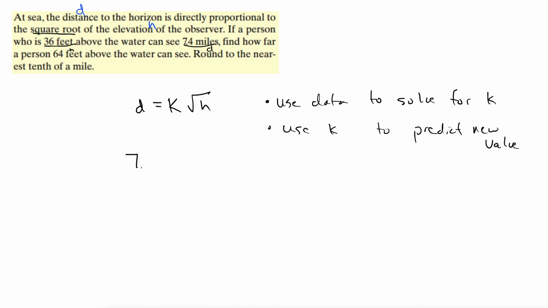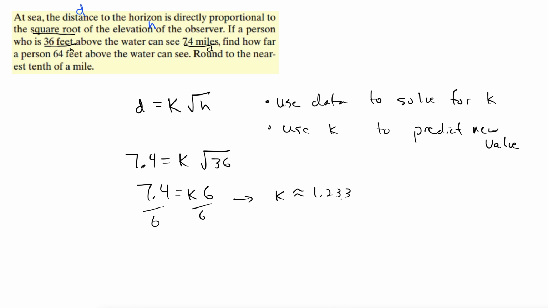They give us one data point. 7.4 equals k times the square root of h, 36. Okay, we'll use that to solve for k. k times 6, divide both sides by 6. That gives us k is about, put that into a calculator, we get 1.233. I'll round it off, the 3's just keep going. Okay, so our new equation then is d for distance equals 1.233 times the square root of h.